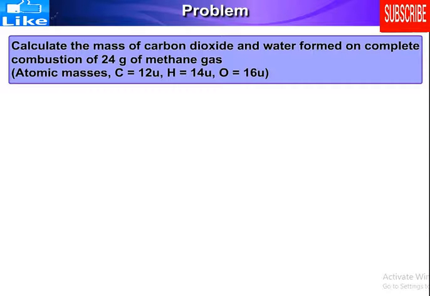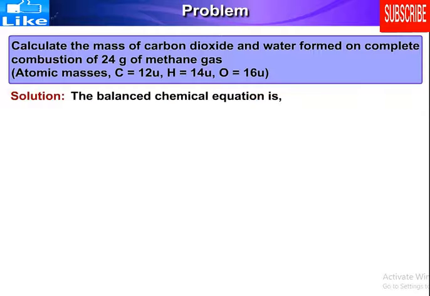Calculate the mass of carbon dioxide and water formed on complete combustion of 24 grams of methane gas. Atomic masses: C is equal to 12 u, H is equal to 1 u, O is equal to 16 u. Solution. The balanced chemical equation is CH4 in gaseous form plus 2O2 in gaseous form gives CO2 in gaseous form plus 2H2O in gaseous form.